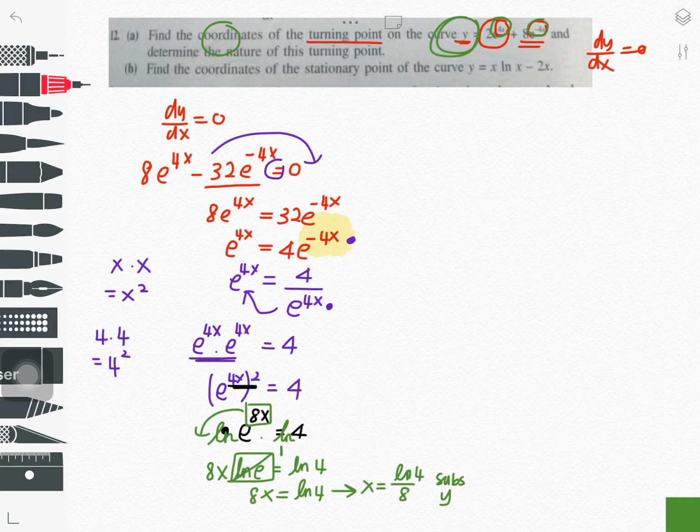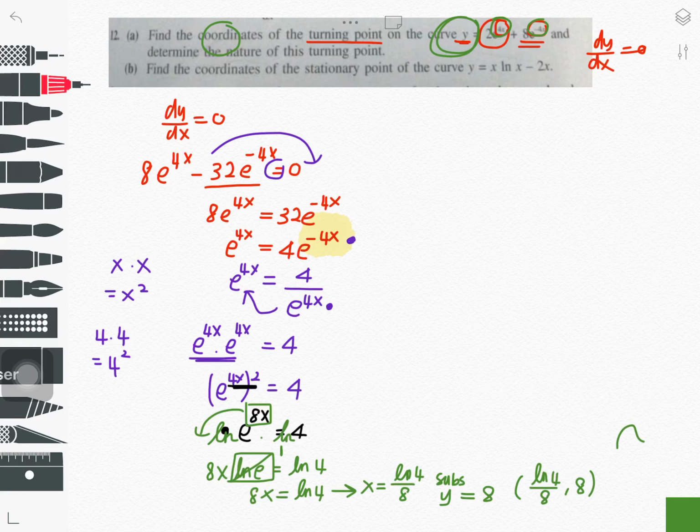And then when I put this here, you also can take your calculator and try it, yeah. Minus 4. We got a nice value where y is equal to 8. So what is my coordinate? It's (ln 4 over 8, 8). I know the turning is actually happening at this point. This is where the turning point happens.